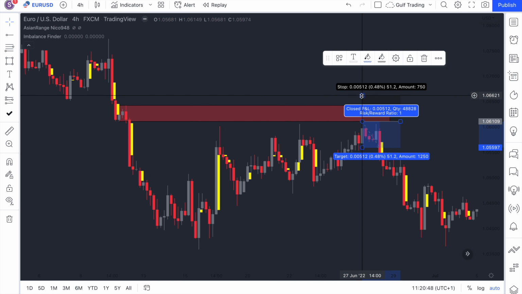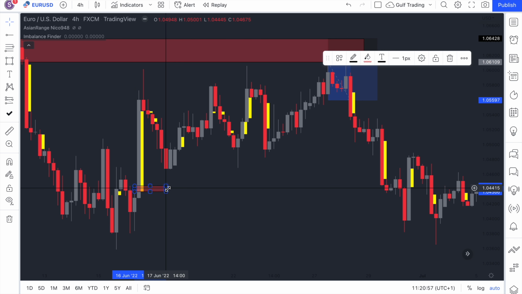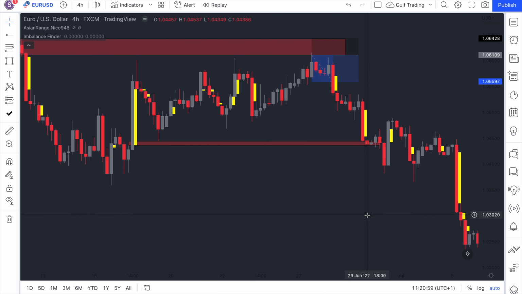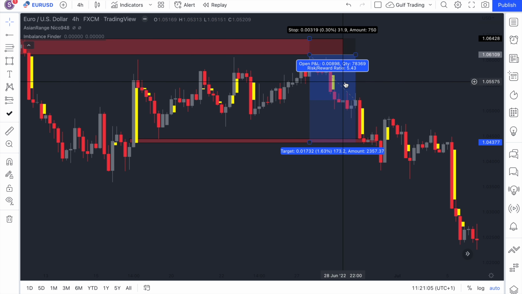What you can do is you can look left and see if there's any imbalance that still needs to be filled. So you still got this zone here. This area of imbalance that needs to be filled. So you can always target the top, you can target the bottom, and there, that's a nice 1 to 5 trade.